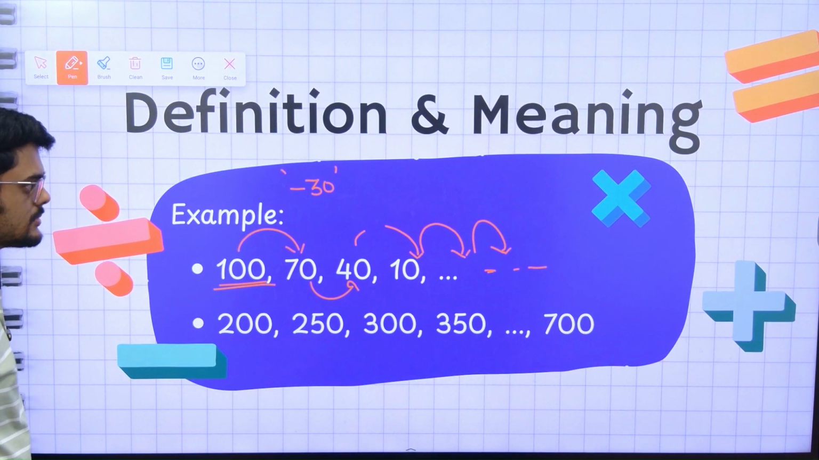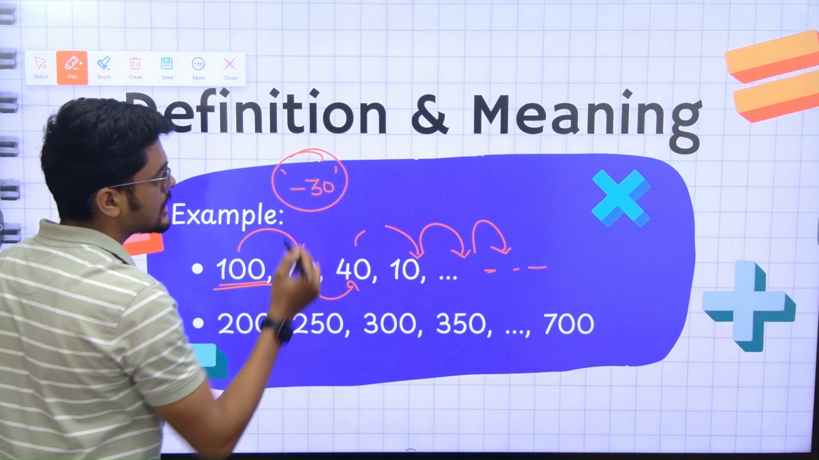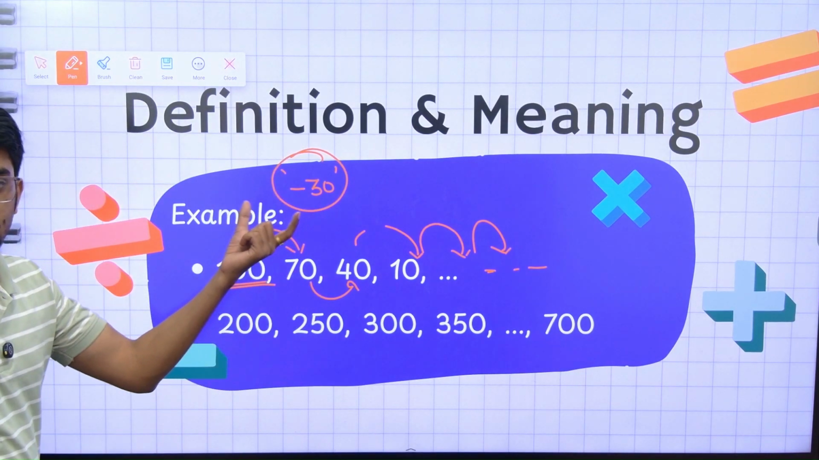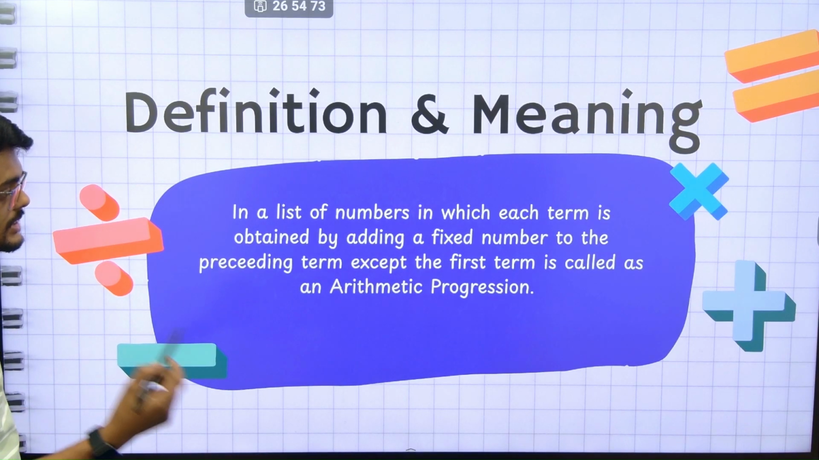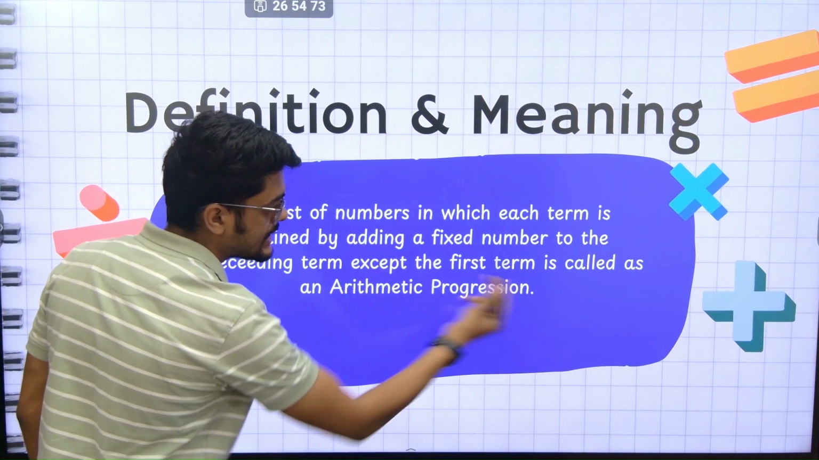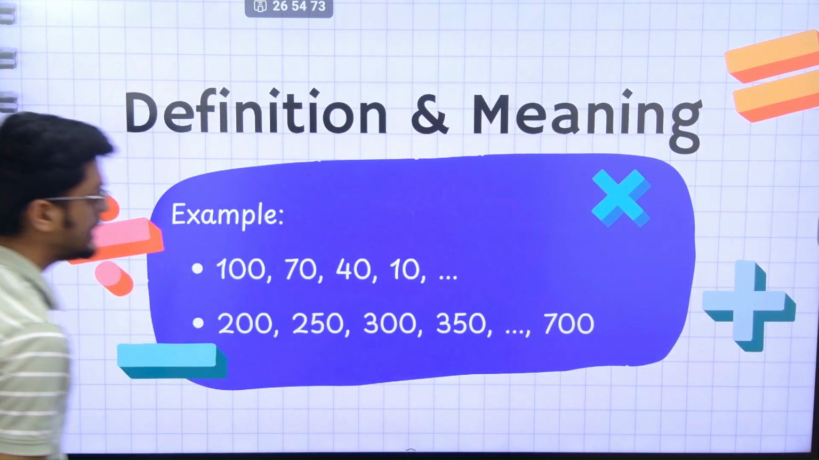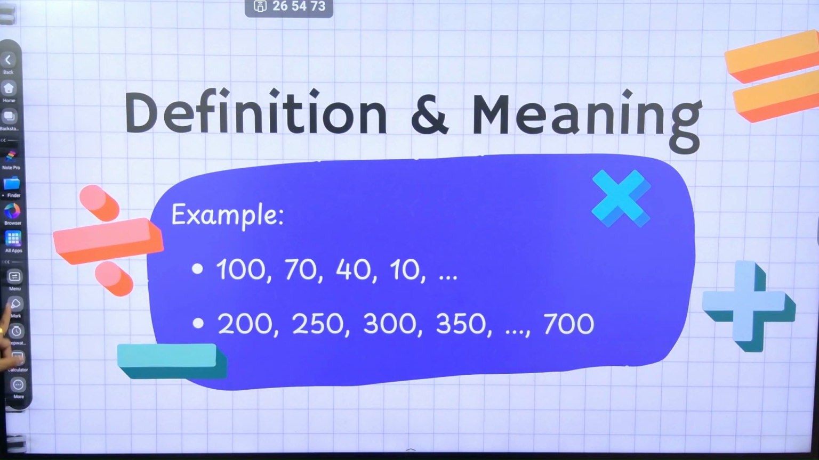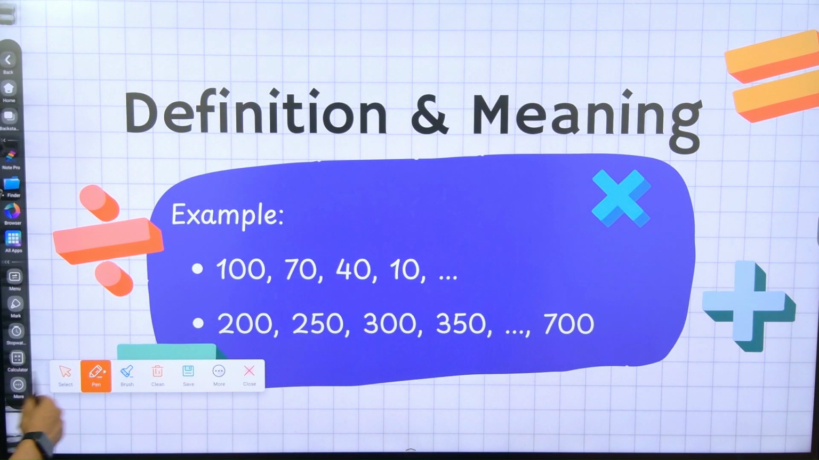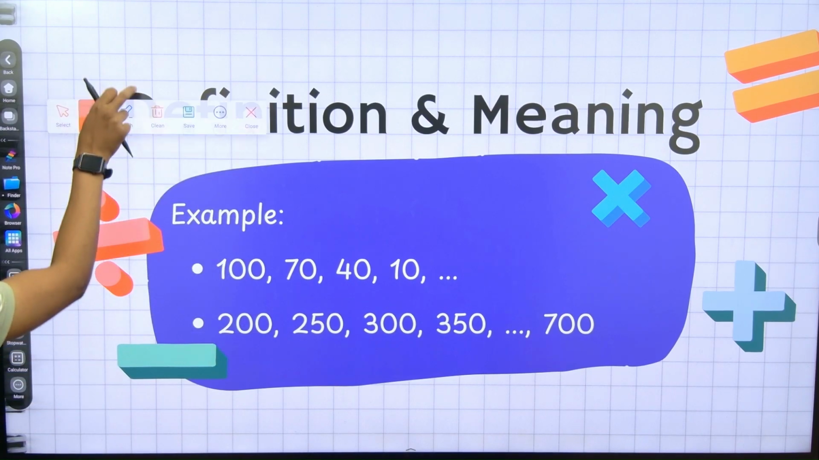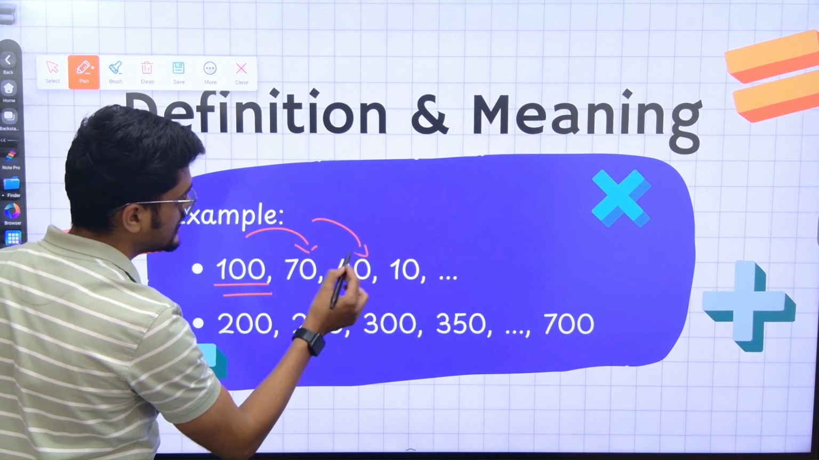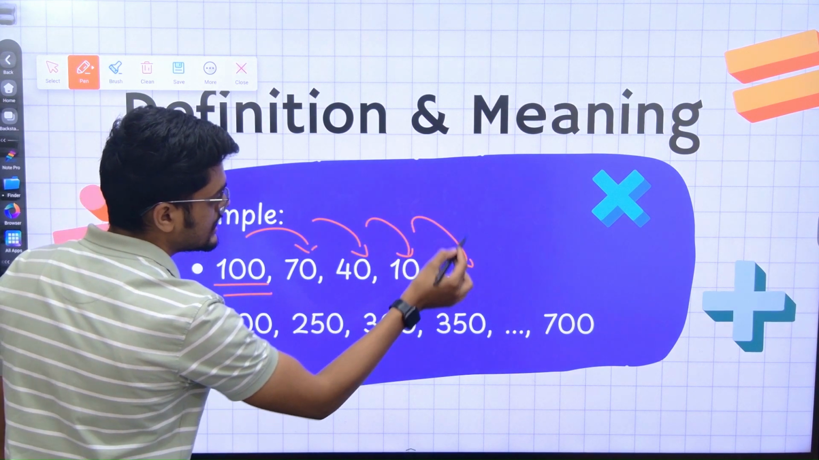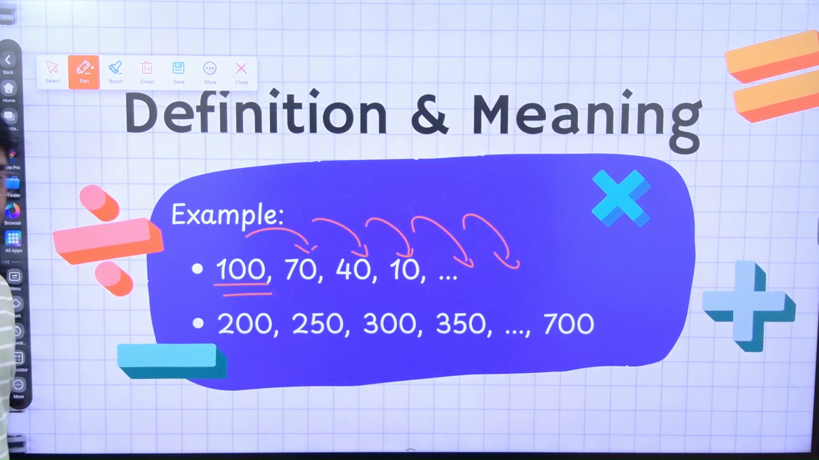Now, this is the common difference. You can also see within the definition that we are adding a fixed number. Minus 30 was the fixed number which I was adding to the preceding term, except the first term, and I was getting the next term and the next numbers in the list.